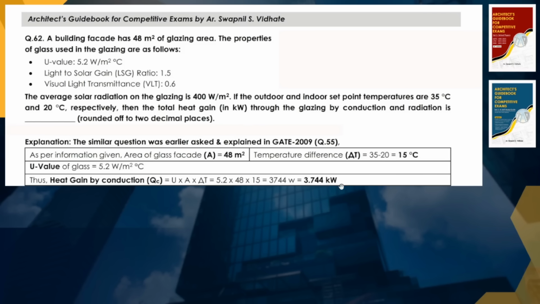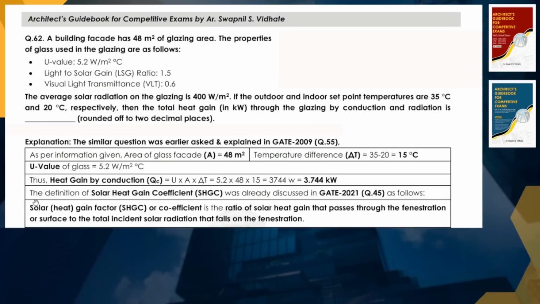Now this is only the heat gain by the conduction. We need to find out the heat gain by the radiation, right? So what is the definition of solar heat gain coefficient, which we have already discussed in GATE 2021 at question 45. So the definition is the solar heat gain factor, SHGC. It is a factor or coefficient. It is the ratio of solar heat gain that passes through the fenestration or surface to the total incident solar radiation that falls on the fenestration, right?